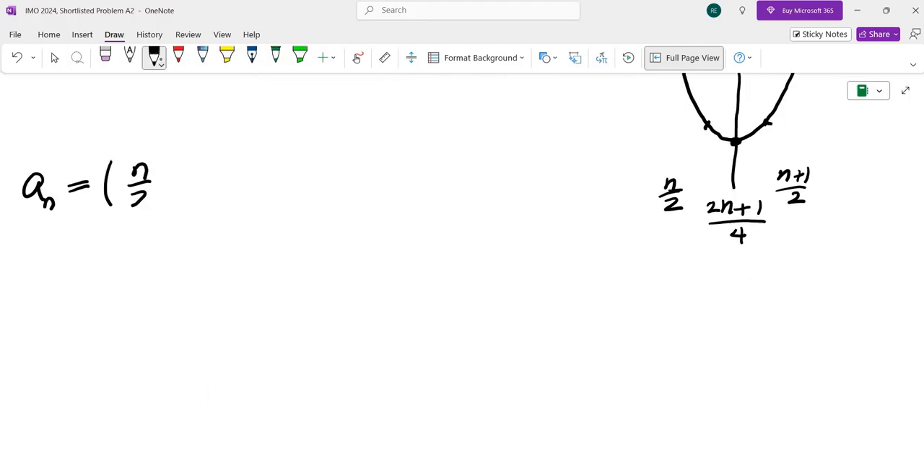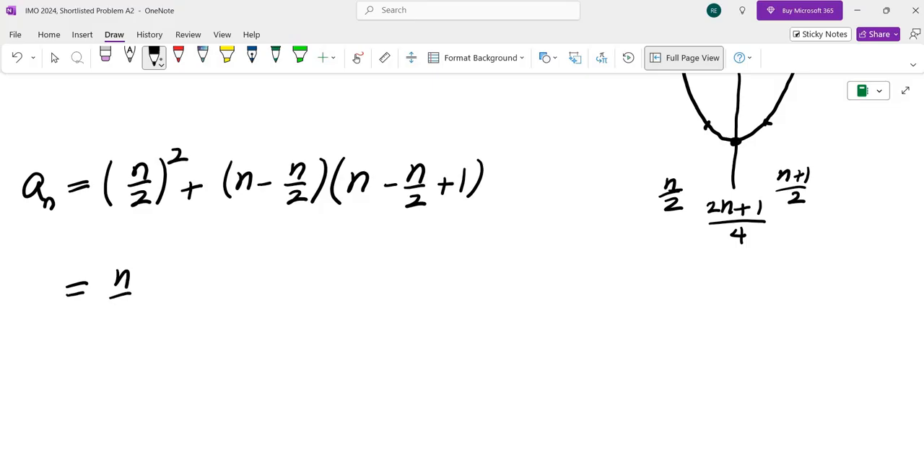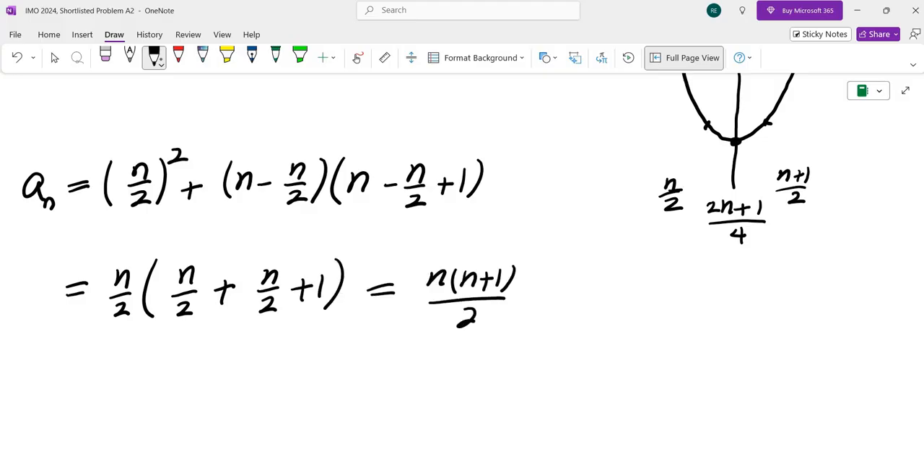A_n becomes (n/2) squared plus (n - n/2)(n - n/2 + 1), which is, if we factor n/2, we get n/2 here, plus n/2 plus 1, which is n(n+1)/2. And by the discussion that we had, at (n+1)/2 we also get the exact value. So that completes the proof.